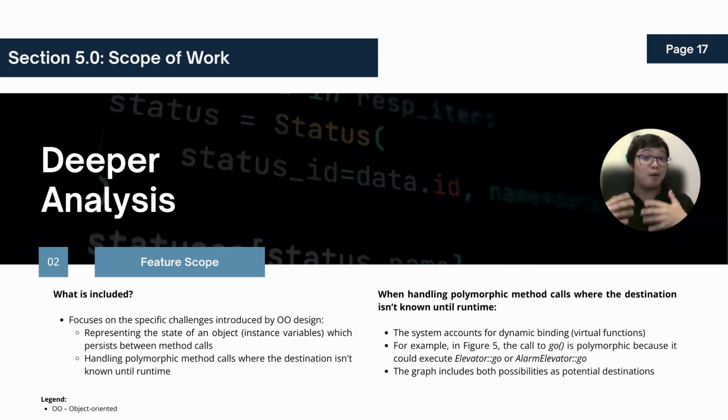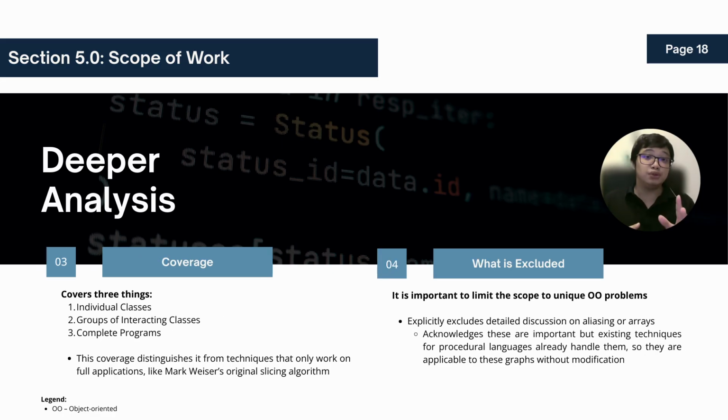This work operates at 3 distinct levels of granularity: individual classes, groups of interacting classes, and complete programs. This distinguishes it from traditional techniques that typically require a full running application to work. However, they explicitly exclude detailed analysis of aliasing and arrays. Their argument is that existing techniques for procedural languages already handle these issues effectively, so they can be integrated without needing to be reinvented here.